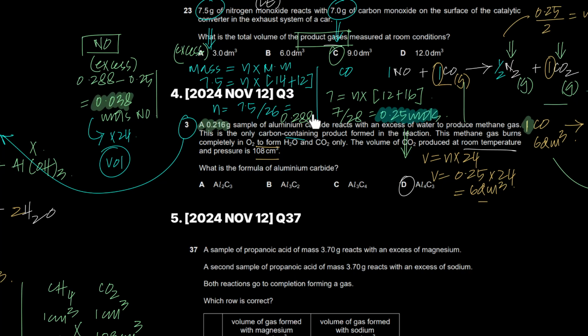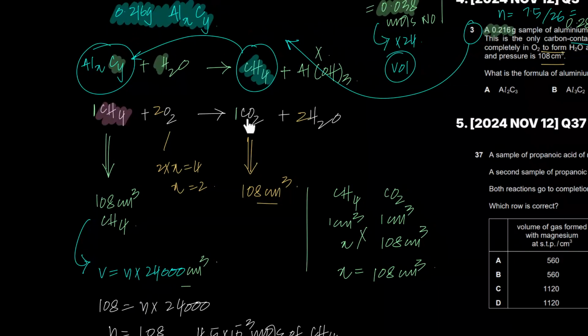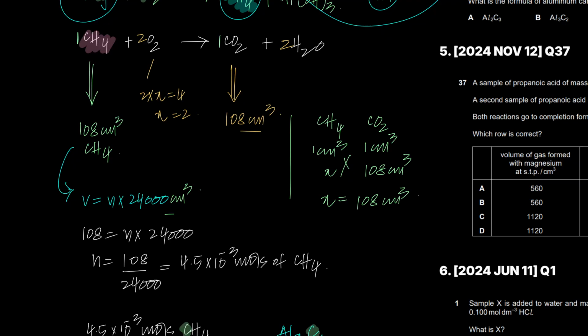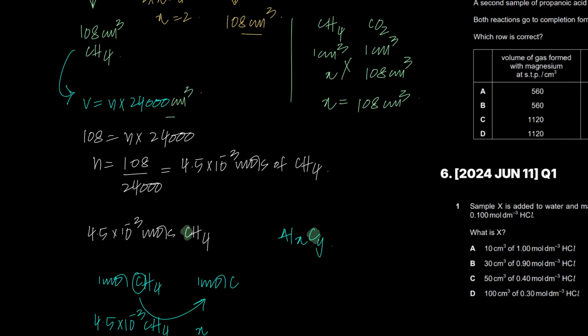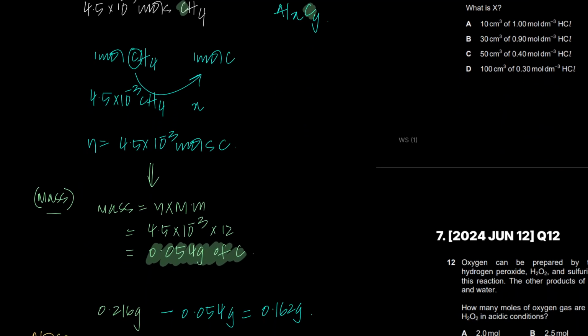So how did I figure out the mass of carbon? He had given me this lengthy data. I did reverse working. I went from the volume of carbon dioxide to the volume of methane, and then I went from the volume of methane to the moles of methane, and once I got the moles of methane, I converted it into the moles of carbon, and once I figured out the moles of carbon, I converted it into the mass of carbon, which is what? Which is 0.54 grams.